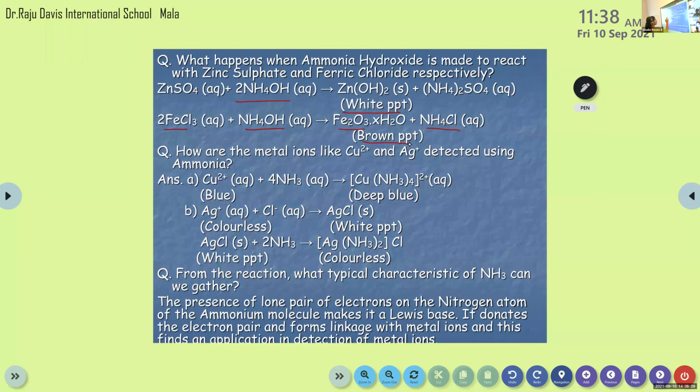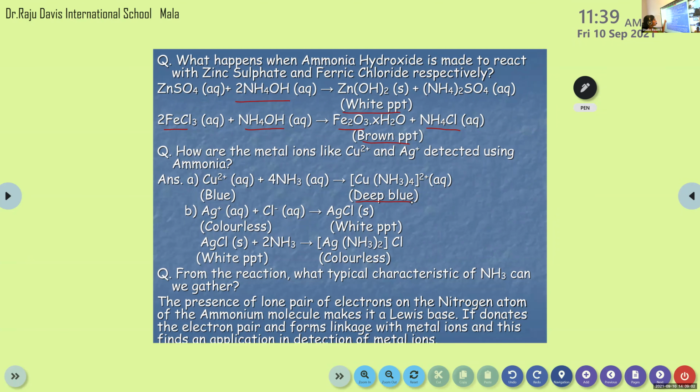Then the next one: how can metal ions like copper and silver be detected using ammonia? When this copper, that's in blue color, right? Copper sulfate solution, that's blue colored. This copper Cu2 plus is in the form of an ion, from a certain salt like copper sulfate. So it's a blue colored solution. When it reacts with ammonia, it will be converted to deep blue.